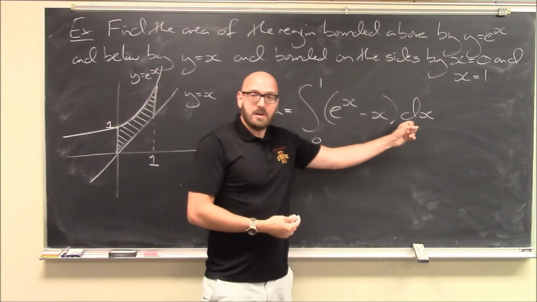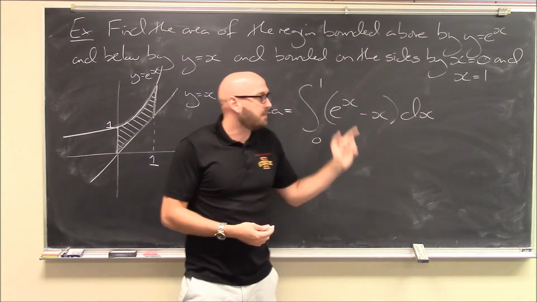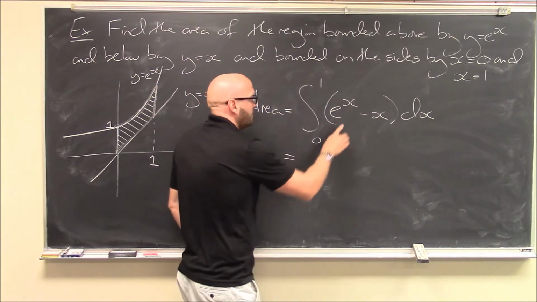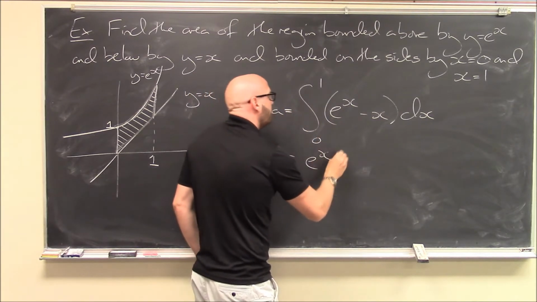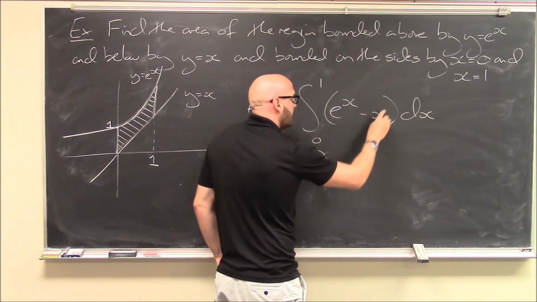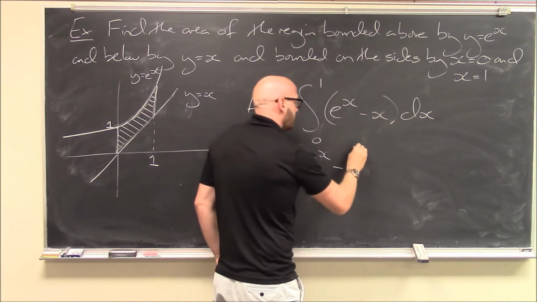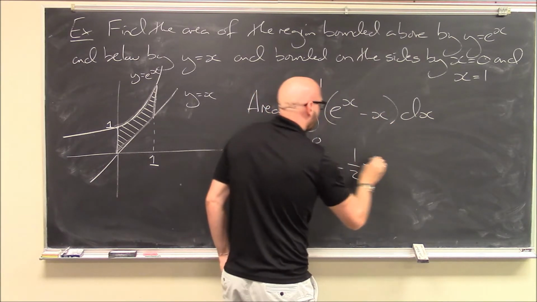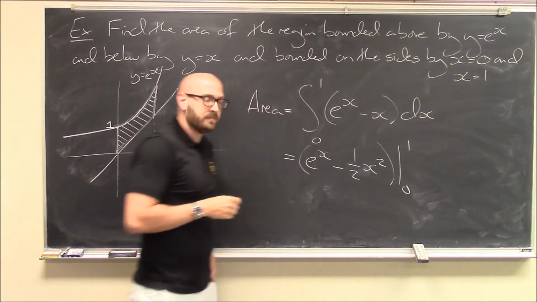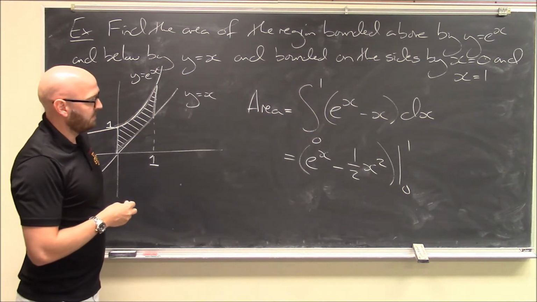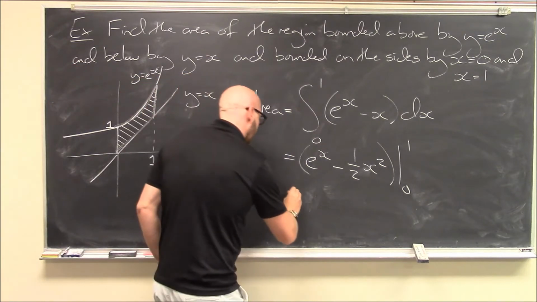These integrals could be hard. This could require substitution or something, but in this case it doesn't, because each piece isn't particularly bad. Integral of e to the x is e to the x. Integral of minus x is minus x squared over 2, so minus 1/2 x squared, and that's going to be evaluated from 0 to 1. And we'll go ahead and plug in these upper and lower bounds.